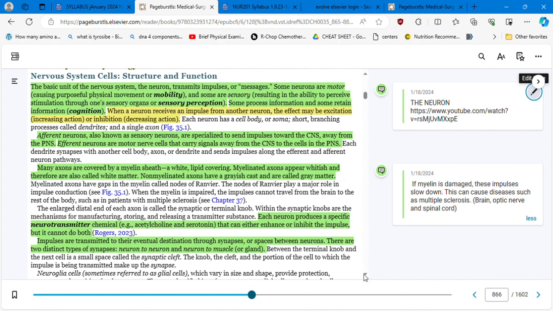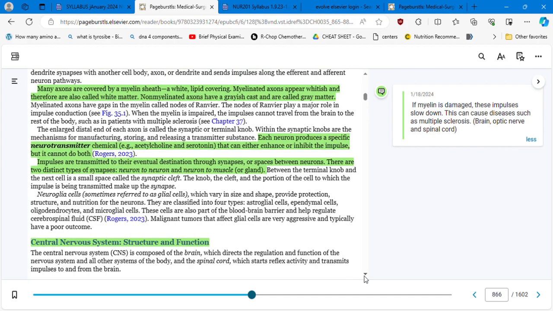Okay, now another important part is to remember that each neuron produces a specific neurotransmitter, for example, acetylcholine or serotonin, and can either enhance or inhibit the impulse, but cannot do both. Either inhibit or enhance, but not both. Impulses are transmitted to their eventual destination through synapses, or spaces between neurons, as we saw in the video. So we have two types, neuron to neuron or neuron to muscle, okay?